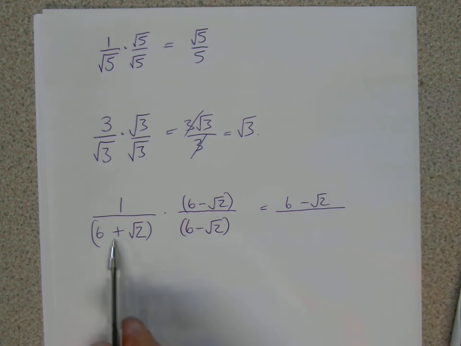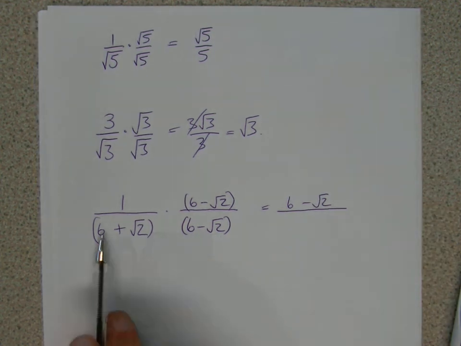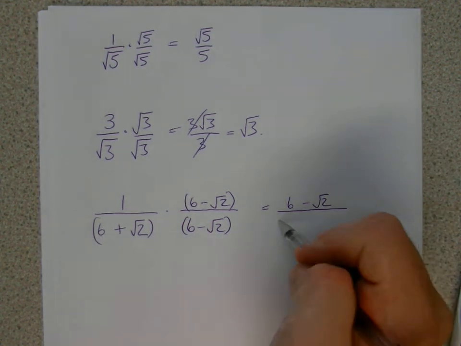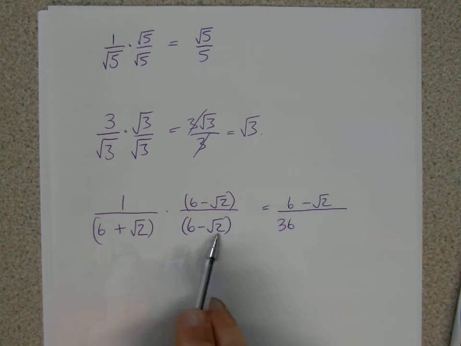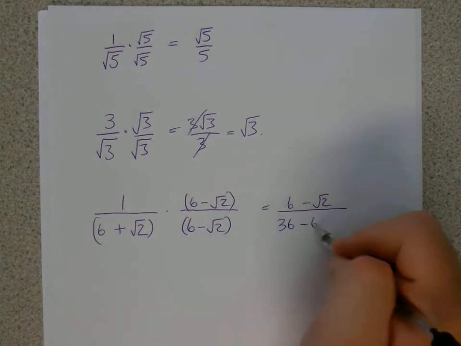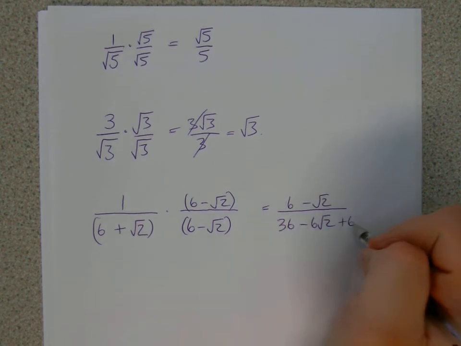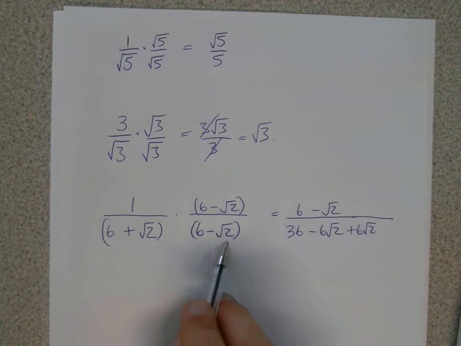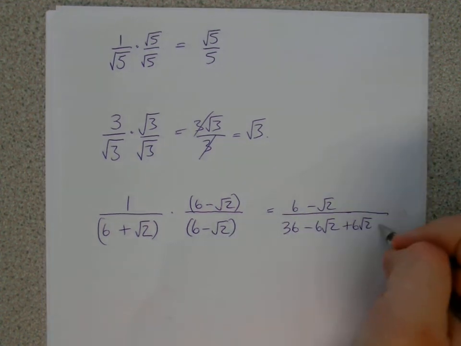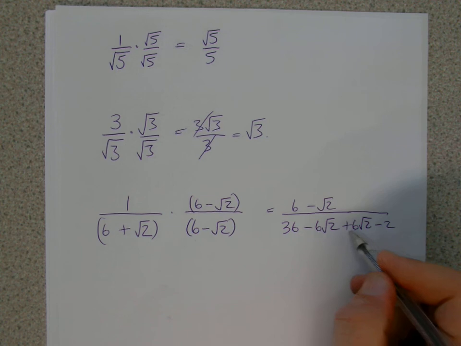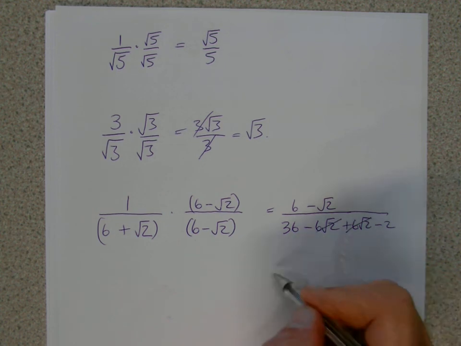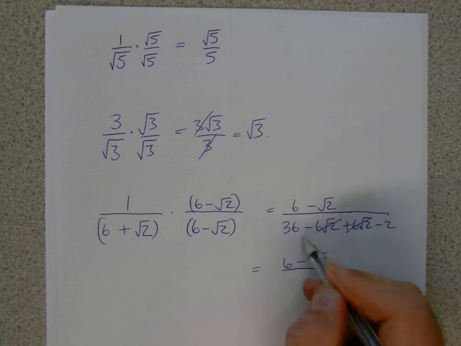On the bottom, when I times these, I've got to do FOIL. First, 6 times 6 is 36. Outer, 6 times root 2 is minus 6 root 2. Inners, root 2 times 6 is plus 6 root 2. And then last, root 2 times root 2 is 2, or negative 2. And what you'll notice is these will cancel out. So we end up having on the top 6 minus root 2, and on the bottom, 36 take away 2 is 34.